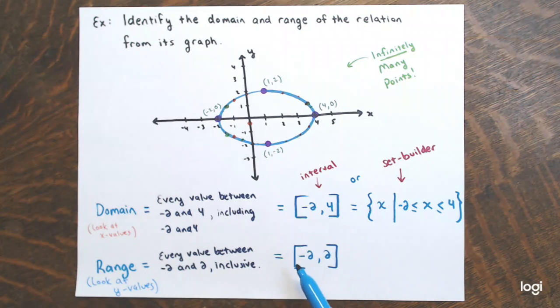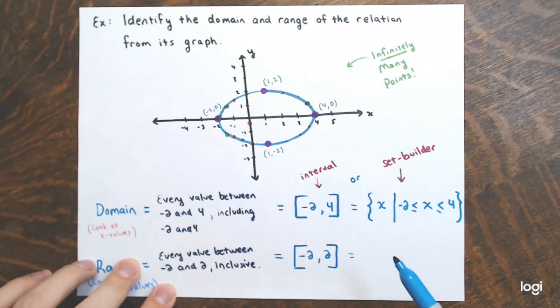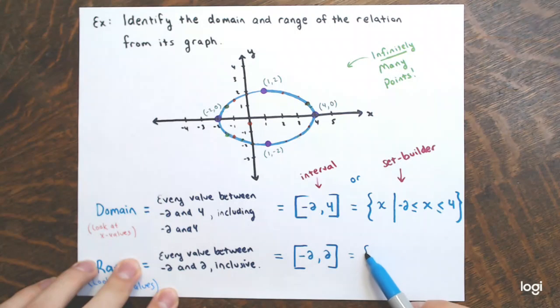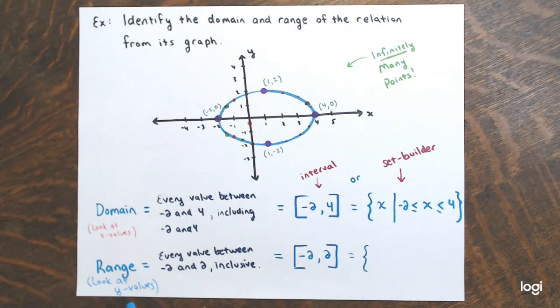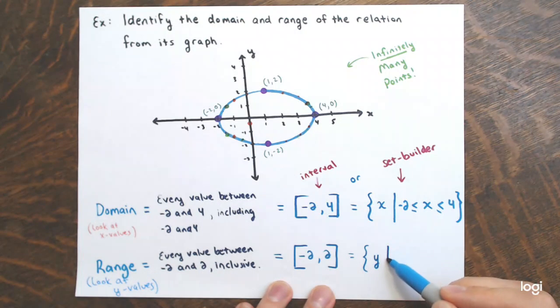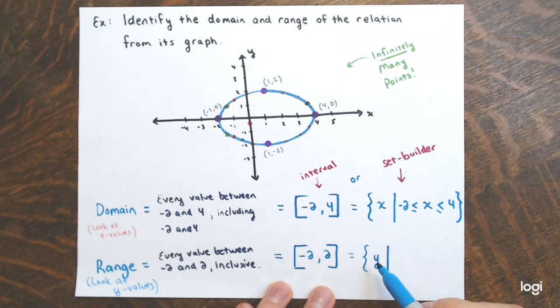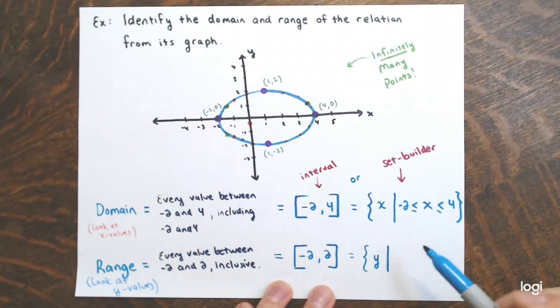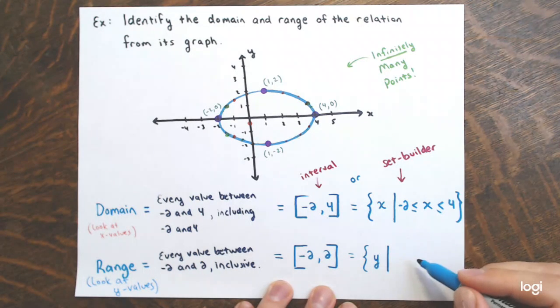So you could say that this is the range in interval notation, or again that set builder notation, little curly braces here. Now this time we're talking about y values, right? Values on the y-axis. So instead of the variable x, I put the variable y, and then a little bar or a colon, and I'm saying the range of my relation here is all the y coordinates, all the values of y, such that, and then I'm just going to take this interval notation and write it as its equivalent inequality, but using y instead of x, right?